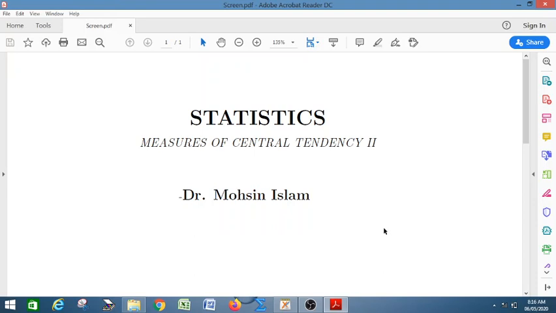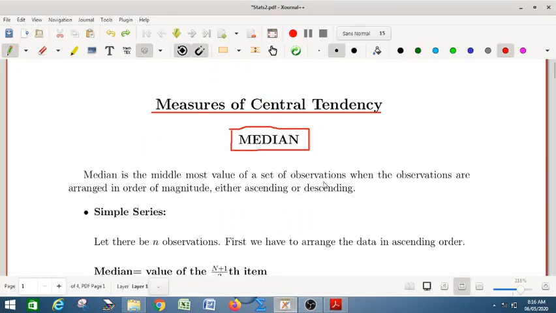Today is the continuation of the previous class. In the first class of statistics, we talked about different types of means, measures of central tendency. This is the second class, and today we'll talk about some positional averages, that is median and mode. So what is median?